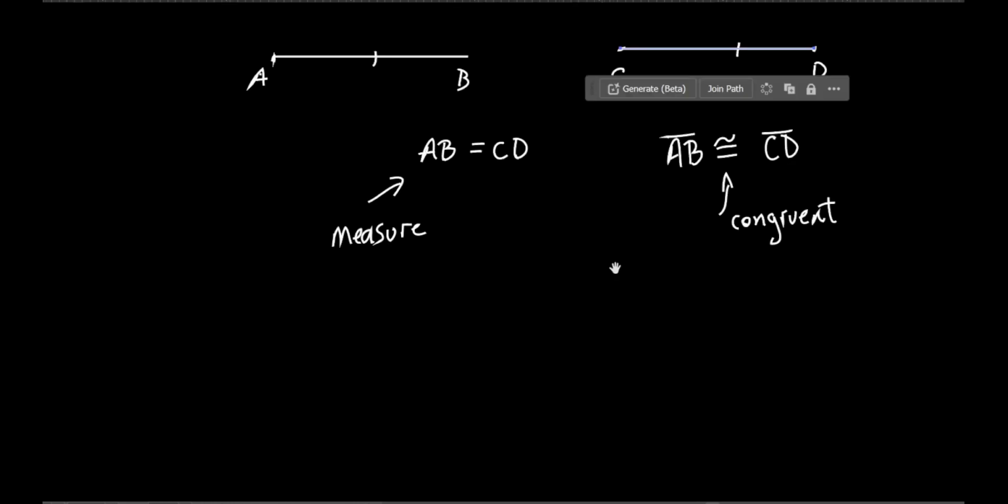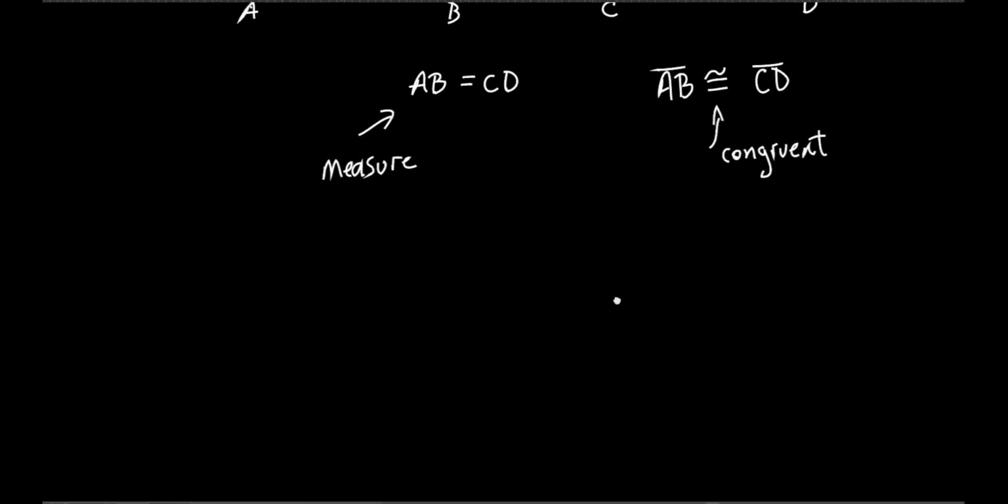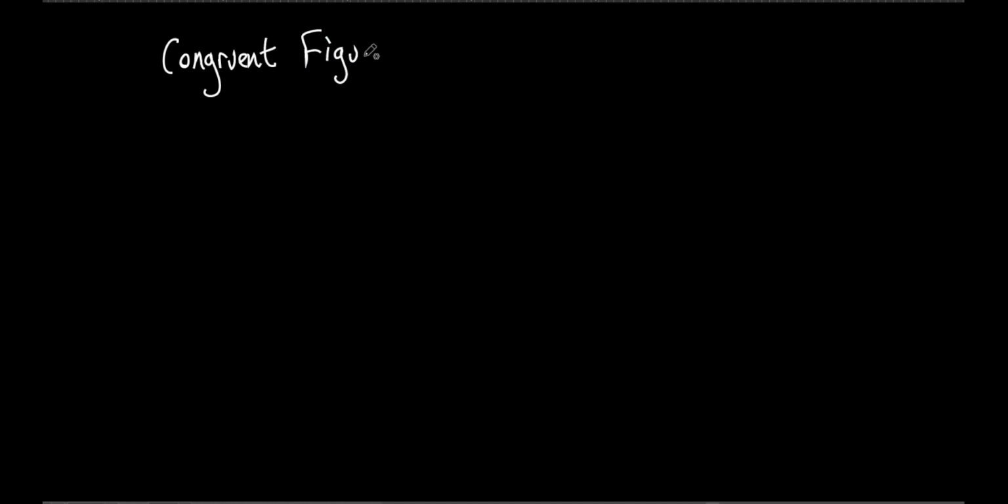Let's go to triangles. Actually, let's do this before I put a triangle down. Let's talk about congruent figures. Now, an angle is not really considered a figure. A line segment is not really considered a figure. Usually when we talk about a figure, it's a closed off shape. So congruent figures. It doesn't have to just be a triangle. It could be any of those shapes we talked about earlier.